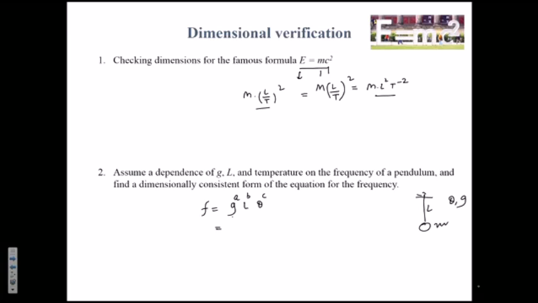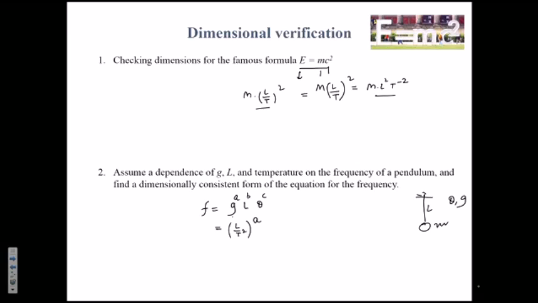L times t to the power negative 2. Why? Because acceleration is the rate of change of velocity. Velocity is L over t. So L over t would become L over t squared. So that's L times t to the power minus 2. So we have L over T squared, to the power a, right?